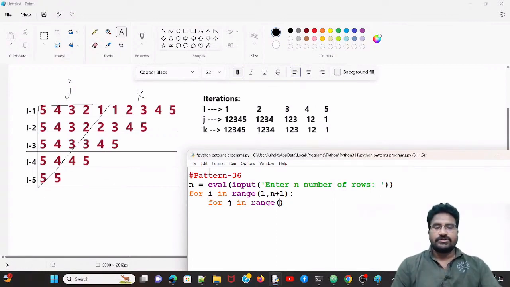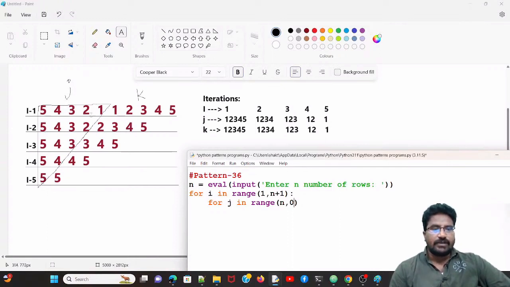That means I'll take the starting n, for example n to 0, because the starting number is always 5, 5, 5, 5, right? 5 is the starting. The ending value is changing now.